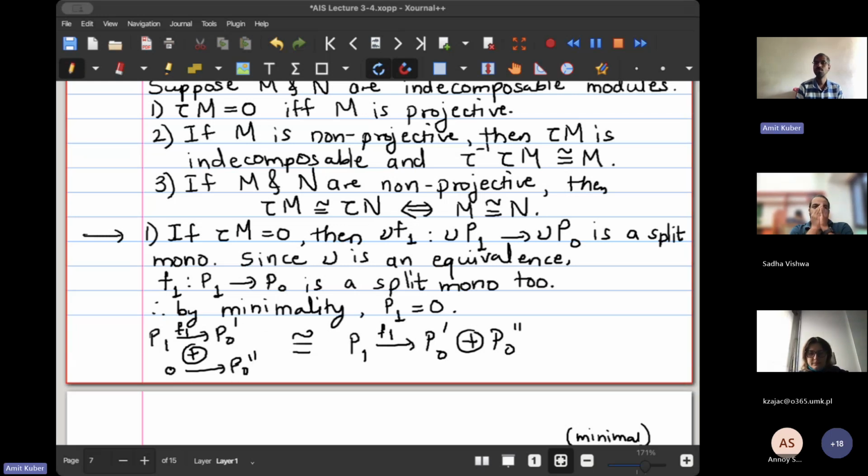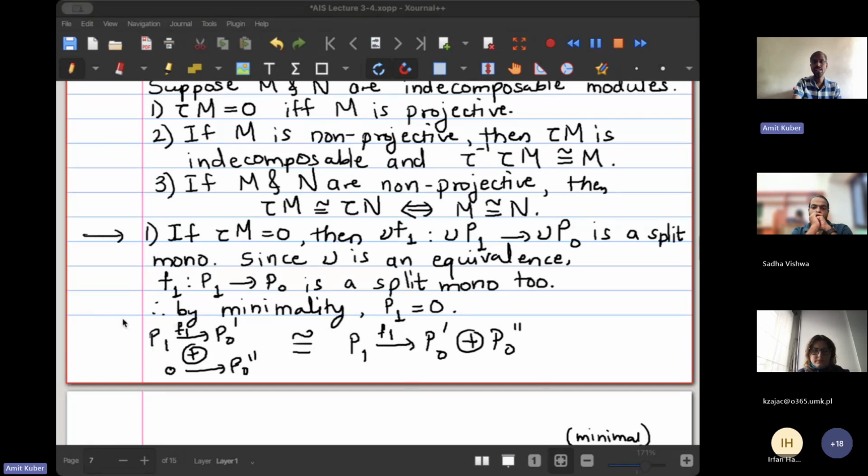This is not minimal. So by minimality, we can guarantee that P1 is 0, which means the module was projective to begin with. Yes, Irfan? So why should this F1 map the P1 to one component? I'm not sure. Because it's split mono. It's a direct sum decomposition of the target. Yeah? Sure. Okay. Any other questions?